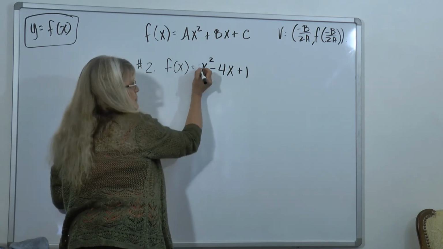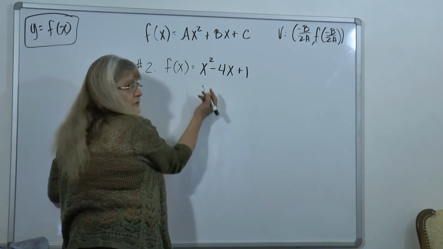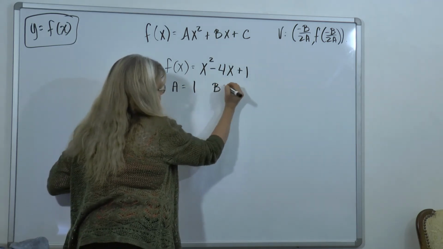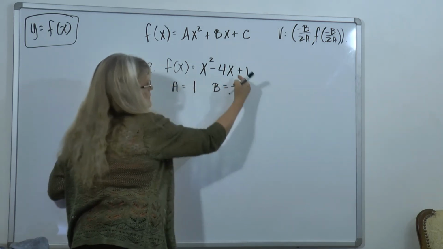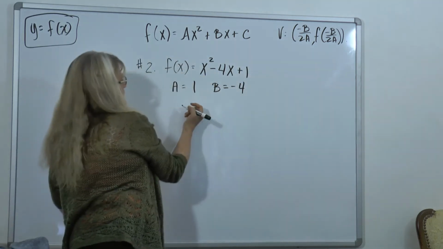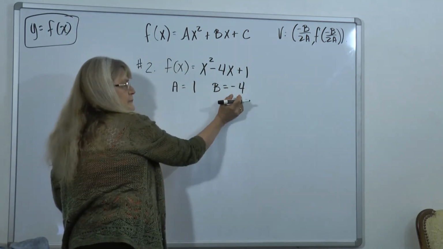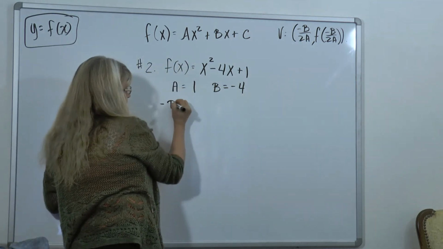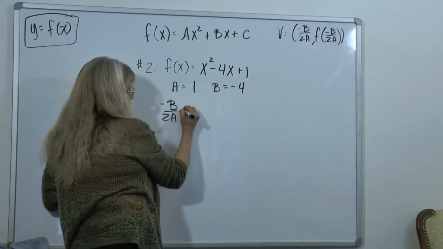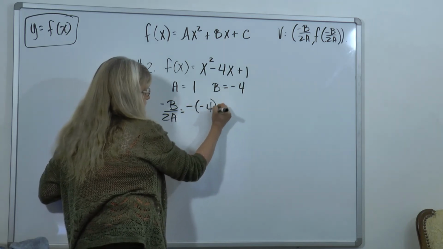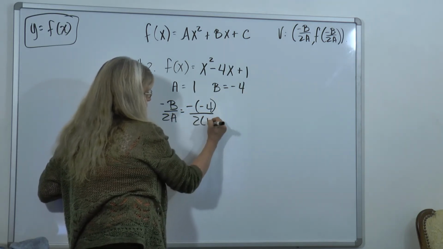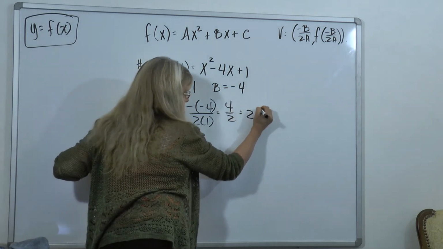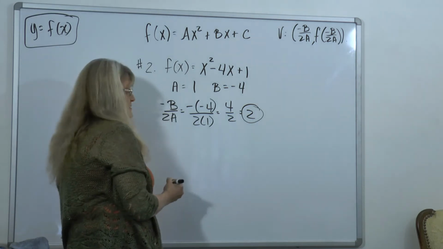Okay, so here, remember, if there's not a coefficient written, there's an implied positive 1. So our A is 1, and our B is negative 4. And I don't need the C because it's not in the formula. Okay, so now you have to be careful when B is negative because you have a negative B over 2A. So we're going to have a negative of a negative over 2 times 1. So that gives me positive 4 over 2 is 2. So that's the x value of the vertex.